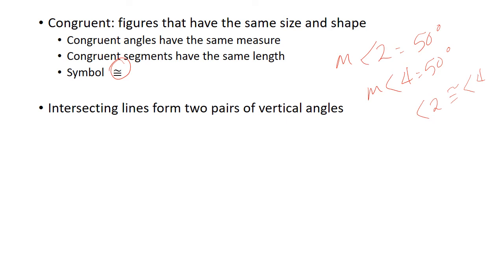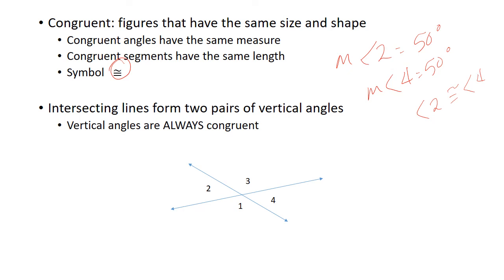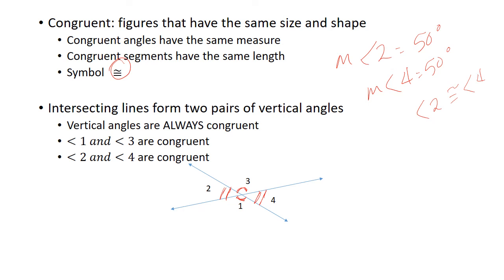Intersecting lines form two pairs of vertical angles. And vertical angles are always congruent. So here's what I mean by two intersecting lines. You have this line intersecting this line, and you can see that it makes four angles. It makes this angle, and it makes this angle. Those would be vertical angles. They're opposite from each other, so they're going to be congruent. And then this angle right here is going to be congruent to that angle right there. So you have two pairs of congruent angles. In this case, 1 and 3 are congruent, and 2 and 4 are congruent.